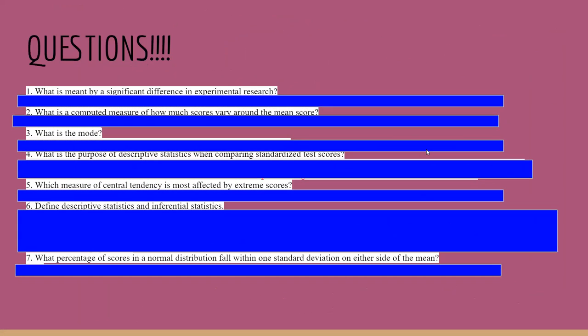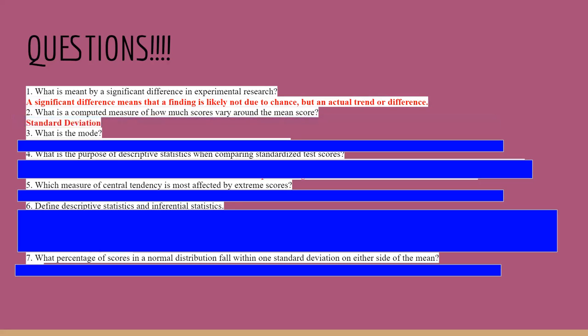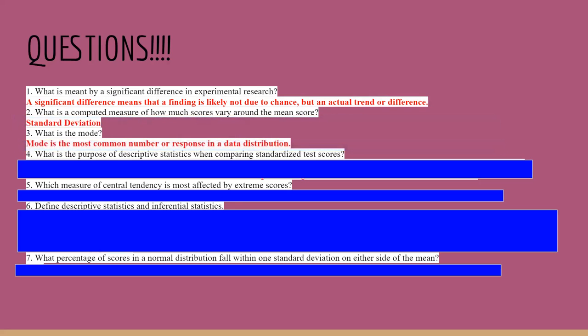All right, well, let's just look at some questions here. What is meant by significant difference? Does it mean it's an important difference? No! It means that it is likely not due to chance, but an actual trend or difference. What is the measure of how much scores vary around the mean? That, in fact, is our standard deviation. What is the mode? The number that appears the most.